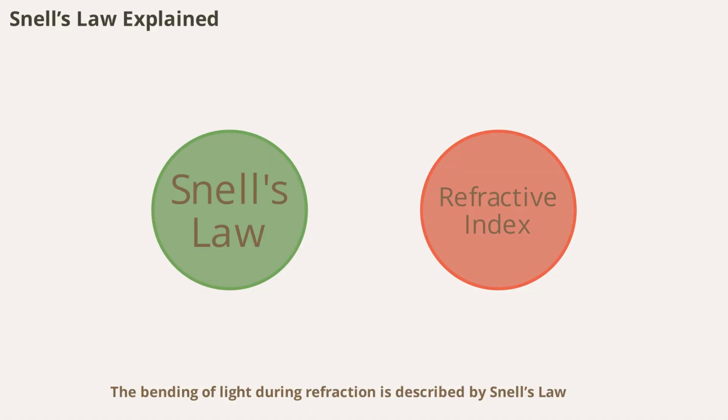The bending of light during refraction is described by Snell's law. This law relates the angles of incidence and refraction to the refractive indices of the two media. Mathematically, it states that the ratio of the sine of the angle of incidence to the sine of the angle of refraction is constant and equals the ratio of the refractive indices. Snell's law is fundamental in designing lenses and understanding how light travels through different materials.